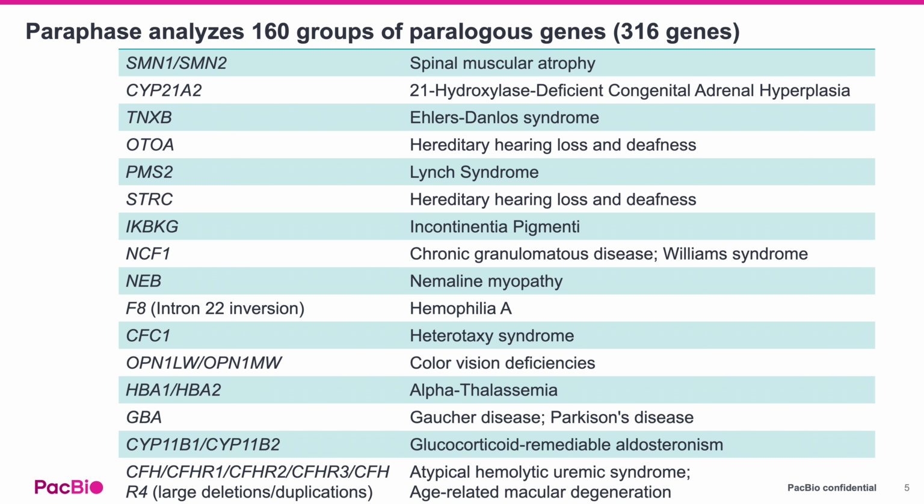Throughout the genome, Paraphase analyzes 160 groups of highly similar paralogous genes like SMN1 and SMN2, including 316 genes in total. Some examples of medically important genes and their associated diseases are listed in this table. Paraphase provides a solution for these genes, which were previously considered challenging to genotype due to the high sequence similarity.